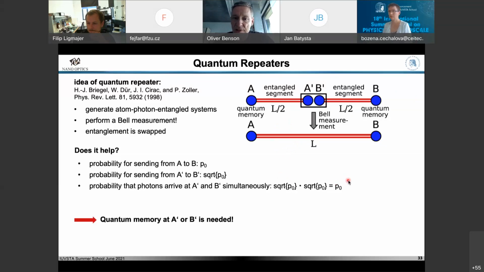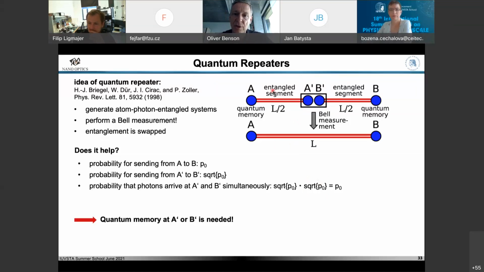The key ingredient for these kinds of quantum repeaters, where you try to distribute entanglement over longer distances, is that you need some kind of memory system here. If you have an atom entangled with a photon, and you can send it here and store it here, you can just wait until the next photon is arriving. Then you perform the Bell measurement and generate entanglement, and you gain by the square root of P. So this is, in a nutshell, the concept of a quantum repeater.